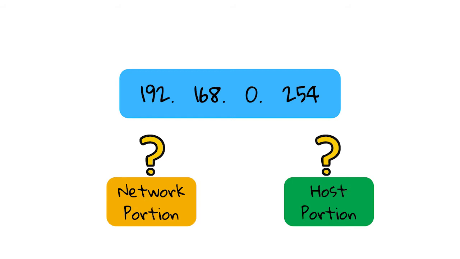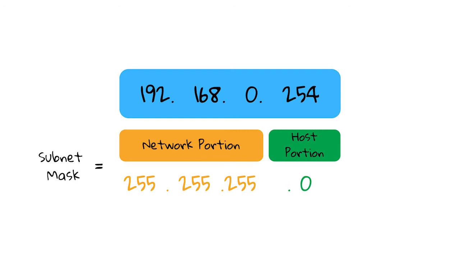We need something that draws the line and tells us which part of the address is going to be the host and which part will be the network portion. A subnet mask is what we use to identify which portion of the IP address is going to be the network ID and which portion will be the host ID.